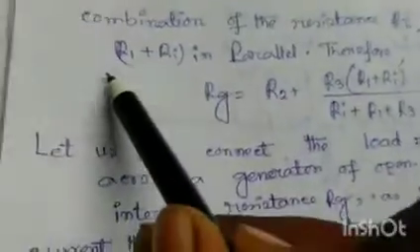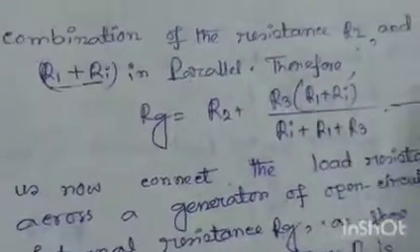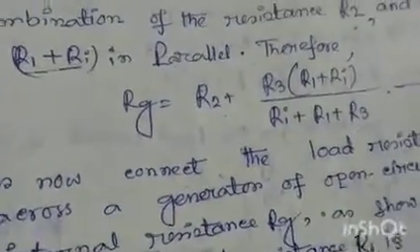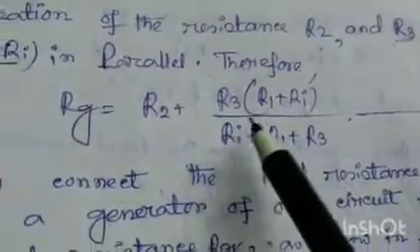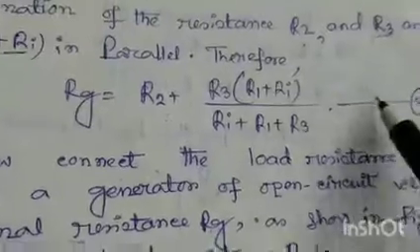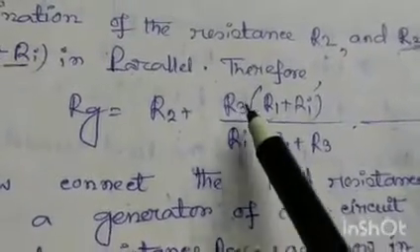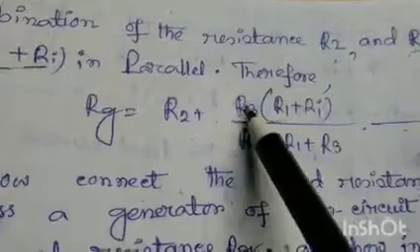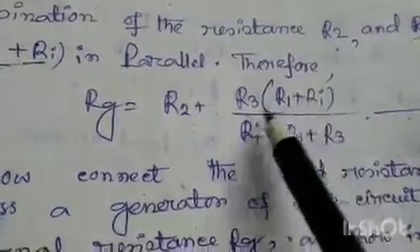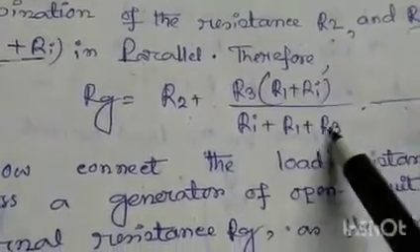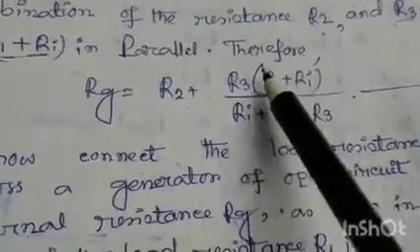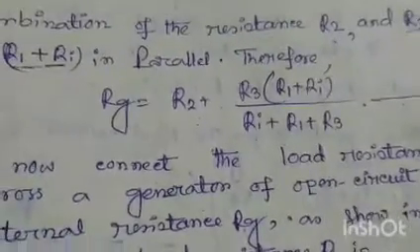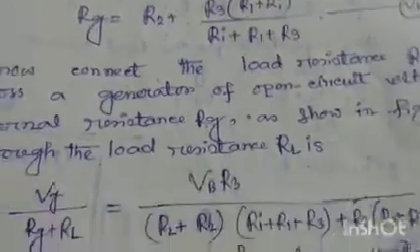So R1 plus Ri and R3 are in parallel. So the parallel combination equivalent resistance is the first resistance into the second resistance divided by the summation of these two resistances, R3 in one resistance, and Rg is R2 plus this. So we have calculated Rg.